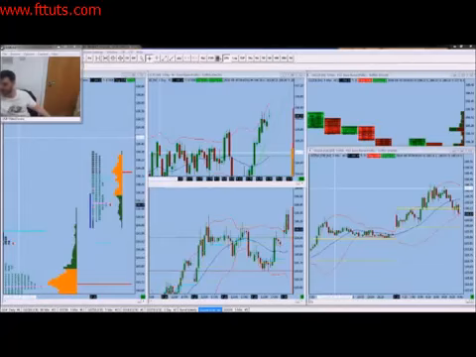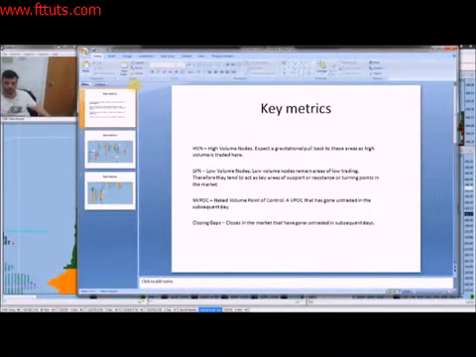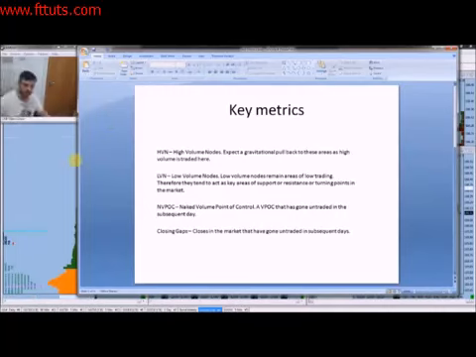Okay, everyone's doing good. Right, let's go through some more of these key metrics. This is really where we left off yesterday. We were talking about the key metrics within our market profile, our initial balances, our opens, our closes. There's a few that we didn't get to go through yesterday.